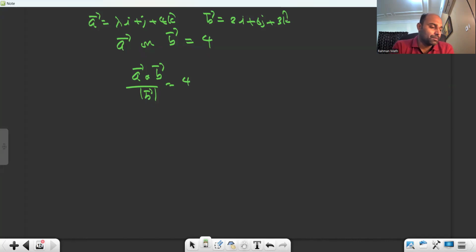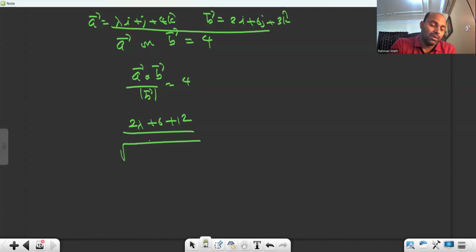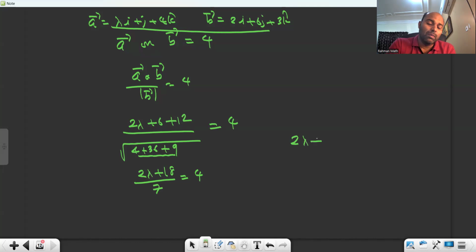So A dot B, when you're multiplying 2 lambda, this is A dot B, plus 6 plus 12, divided by the magnitude of that one. 2 squared is 4, 36, 9, equal to 4. A dot B, how to find the inverse? So 2 lambda plus 18. This is 49, which means 7. So 2 lambda plus 18 equals 28, 2 lambda equals 10, lambda equals 5.